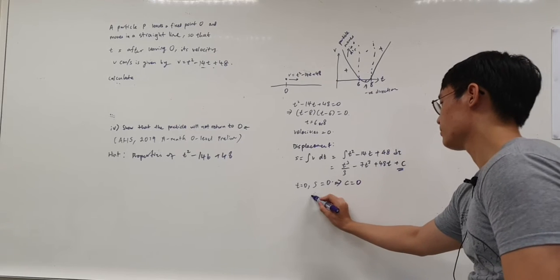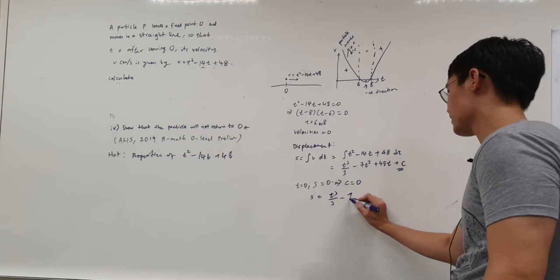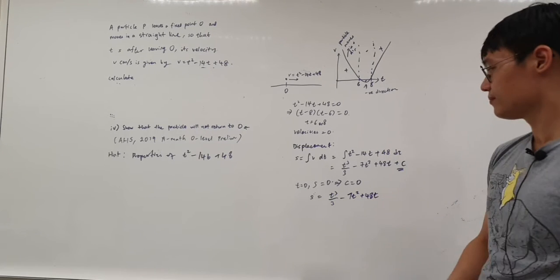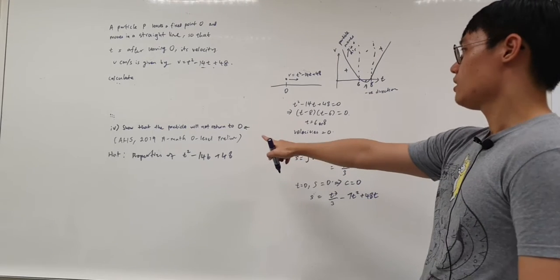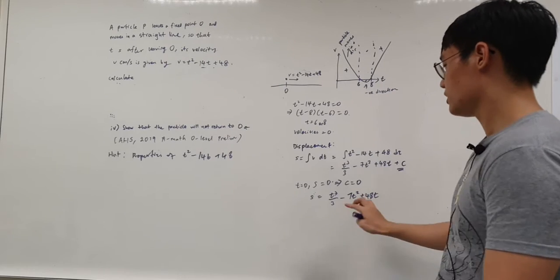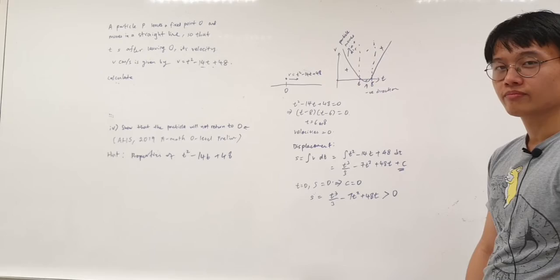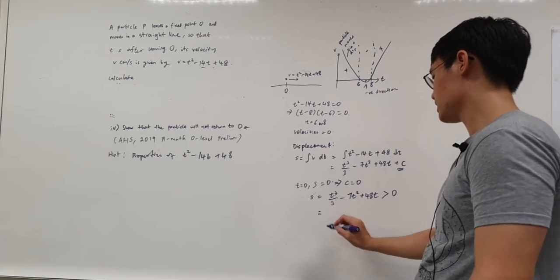So now we have proved that s is equal to t cubed over 3 minus 7t squared plus 48t. Now, we want to show that the particle will not return to O. How do we do this? We just need to show that this is always positive. Do you agree? So how do we show that this is always positive?